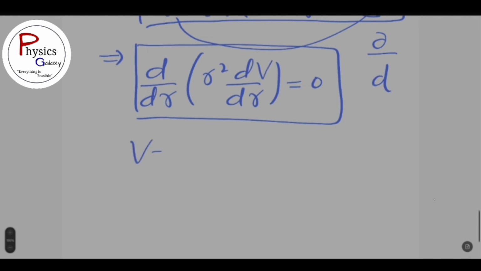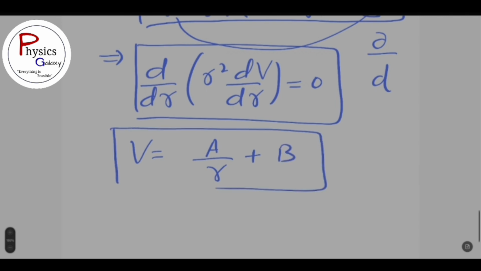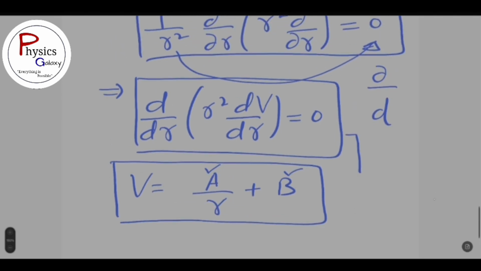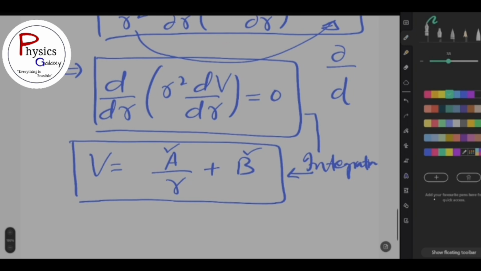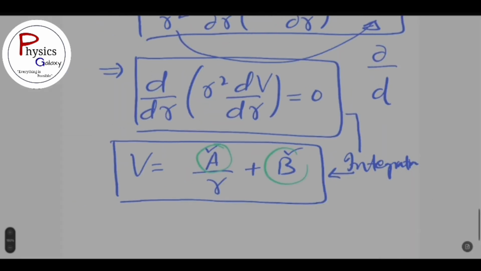So V will be equal to A by r plus B. Again, we have two constants A and B because it's a second order differential equation. So a second order differential equation will have two constants. Okay, so it's again homework for you. You just have to do integration, and you'll find that the solution will look like this. Again, you have two constants. Now depending upon the problem, you have to find these two constants to get your final solution.